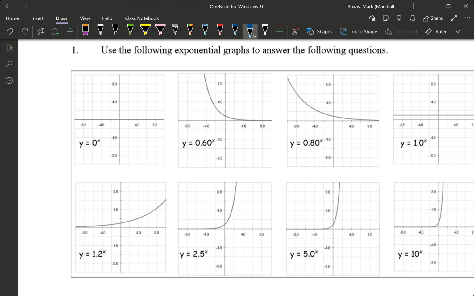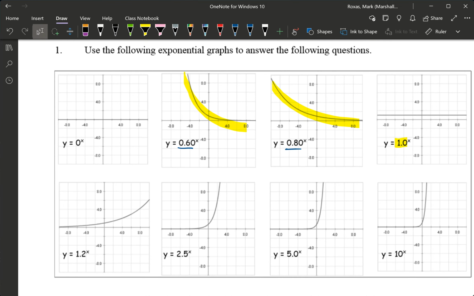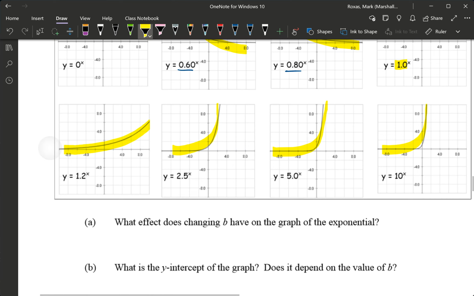If I use, again, a series of graphs here where b values are less than 1, between 0 and 1, so 0.6 and 0.8, these are decreasing or decaying exponential graphs. And then once the base reaches 1, like I said, that's not an exponential graph, that's a straight line. And then above 1, we have some slowly growing graphs getting steeper and steeper as you increase the value of b, well above 1. So we can answer some questions here.